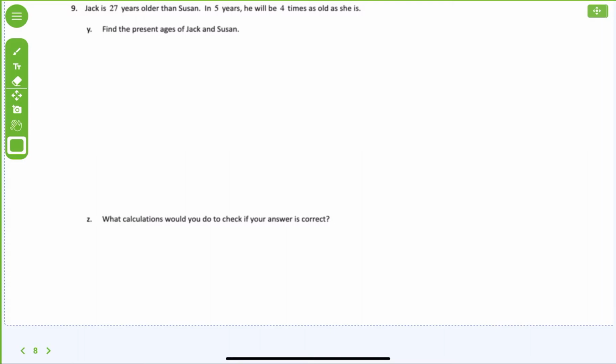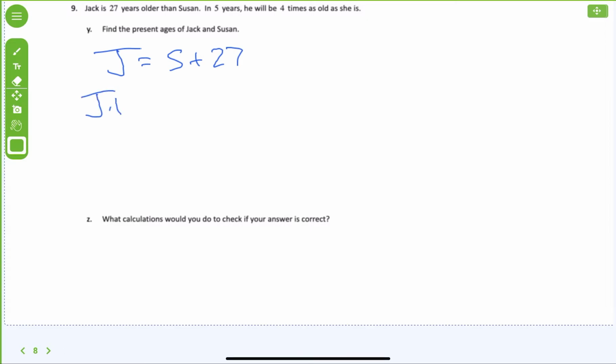Jack is 27 years old. Oh, nope, that's not what that says. It says Jack is 27 years older than Susan. In 5 years, he will be 4 times as old as she. Find the present age of Jack and Susan. Well, Jack is equal to Susan plus 27 years, right? He's 27 years older than Susan.